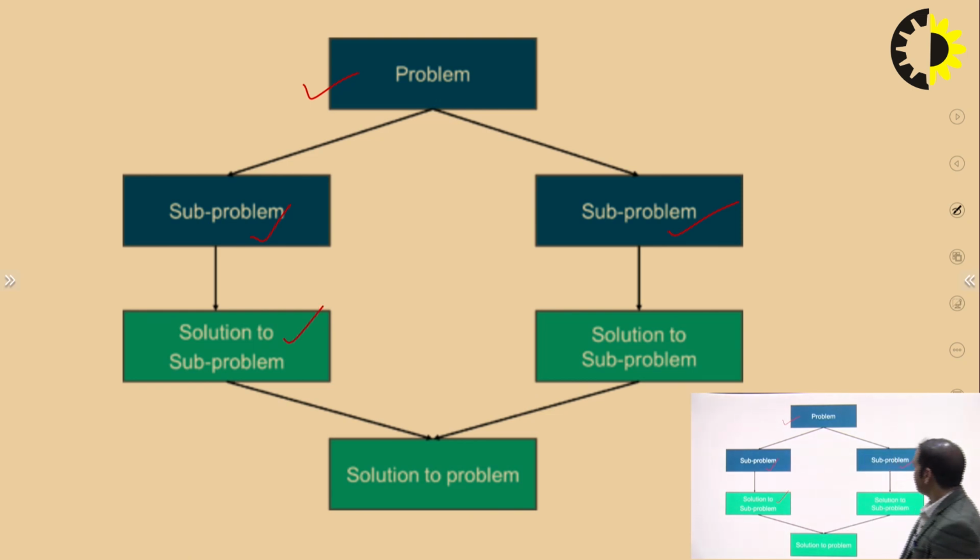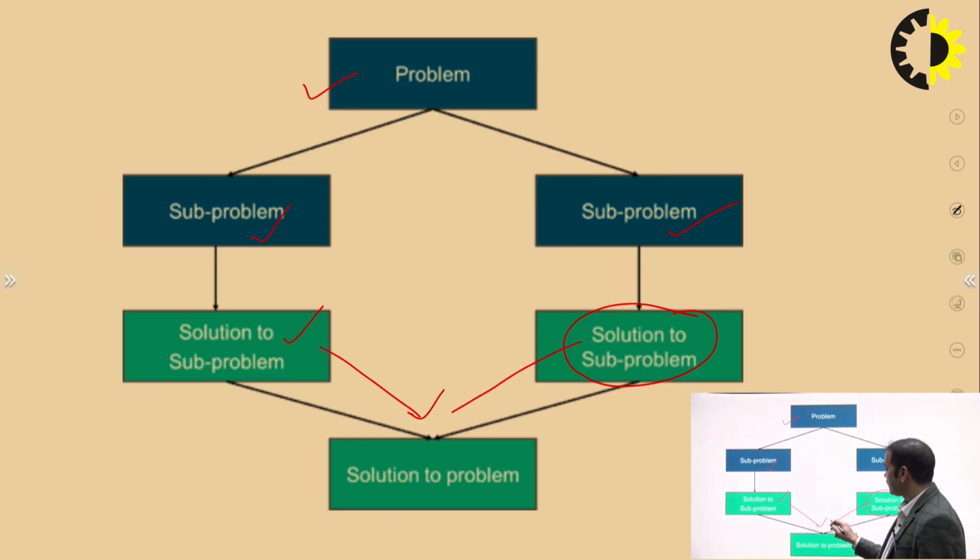After that, we apply the same procedure on the second half, and we have to solve the given question according to the next first step. And after that, we have to combine these two steps to generate the solution of the problem. These are the main steps used in merge sort.